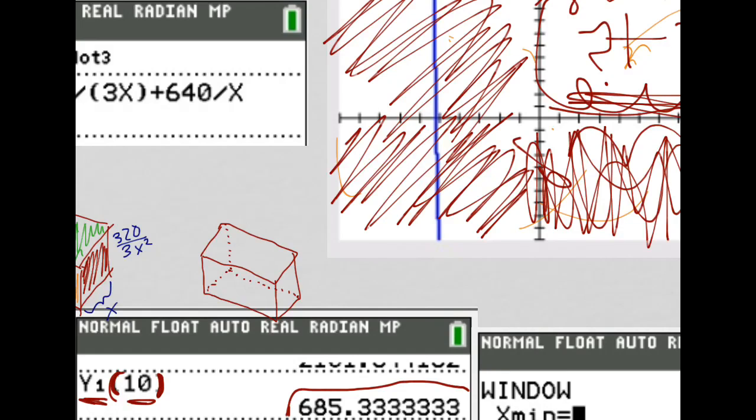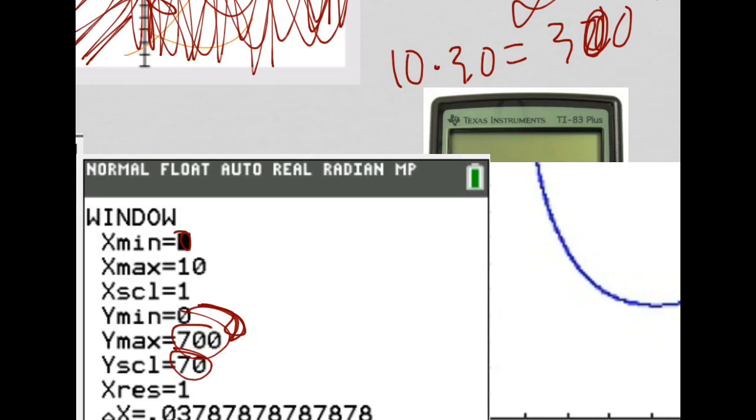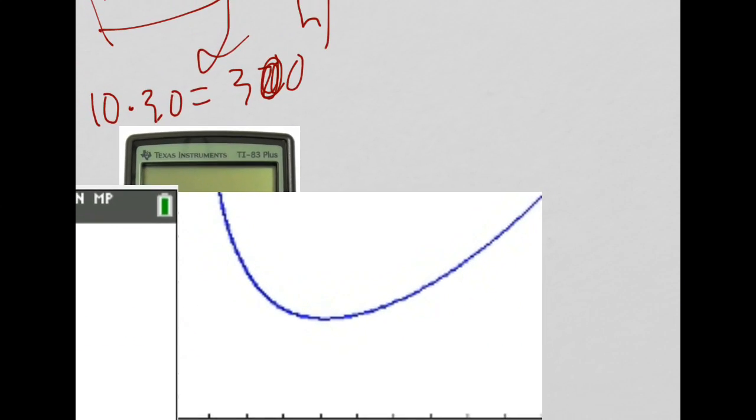But anyways, what that translates to is then if you go to your window, make your x min 0 like we talked about, x max 10, x scale 1 is fine, y min 0. I put my y max at 700 because the value at 10 was 680 something, so I gave myself a little wiggle room. Made my scale a tenth of that difference there. That doesn't matter. That just gives you tick marks on the left. And then I graphed it, and I got this awesome looking thing.